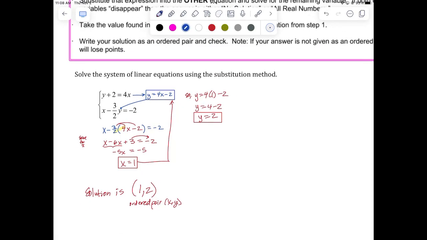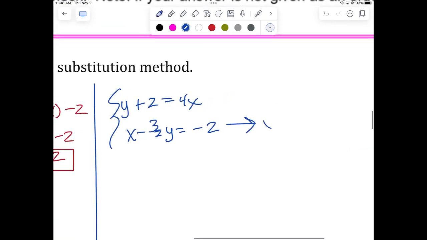All right. Riley said she wants to see it the other way, which is fine. So let's have y plus 2 equals 4x, and x minus 3/2 y equals negative 2. If I want, I can solve the bottom equation for x. X is going to equal positive 3/2 y minus 2. Let me box that.